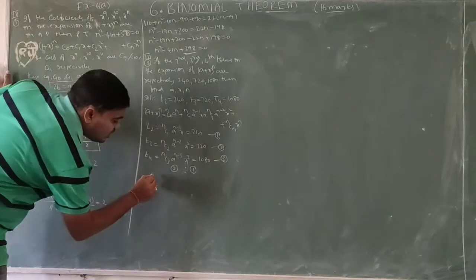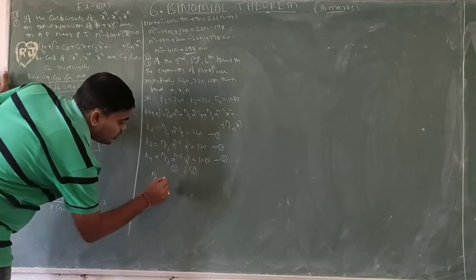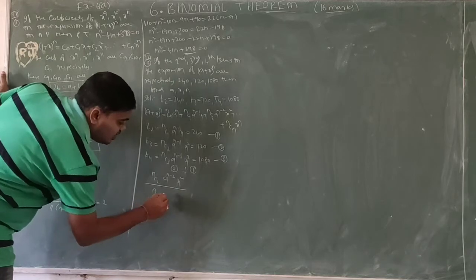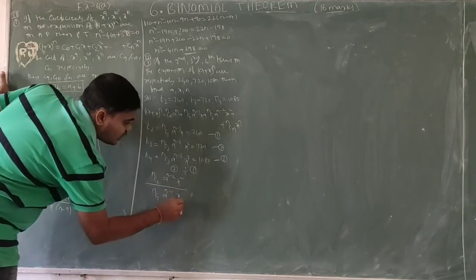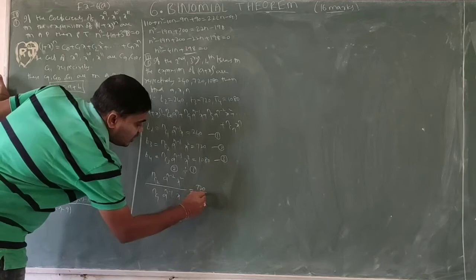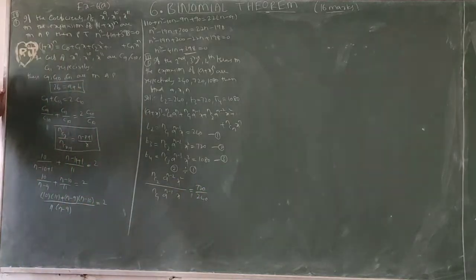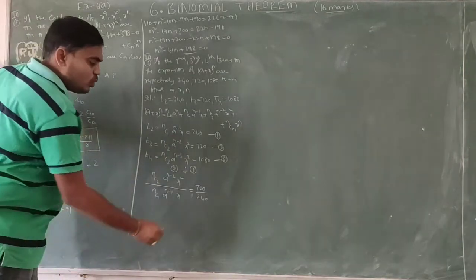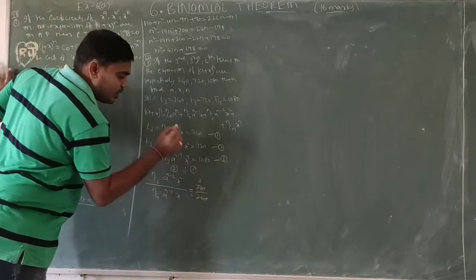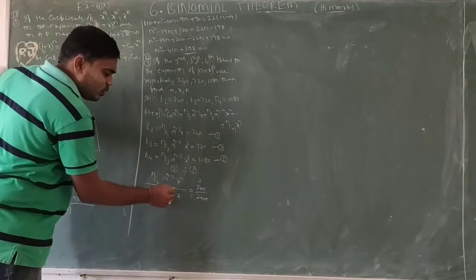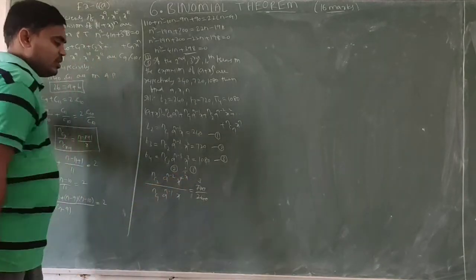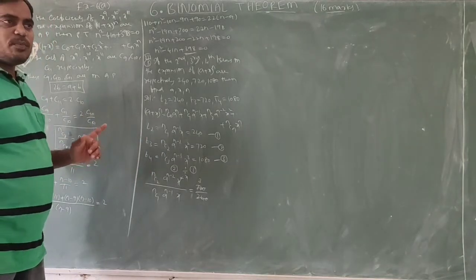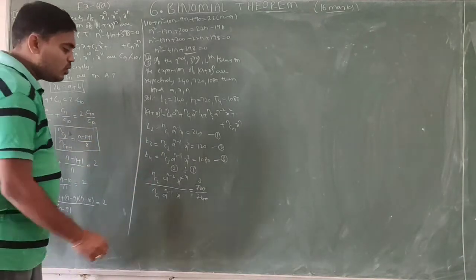So I want to divide 2 by 1. NC2 into a power n minus 2 into x square by NC1 a power n minus 1 into x, which is equal to 720 by 240. Equation 2 divided by equation 1 simply. So 240 into 1, 240 into 3, x into 1, x. Now if we observe n minus 2 and n minus 1, which power is bigger? n minus 1 is bigger.